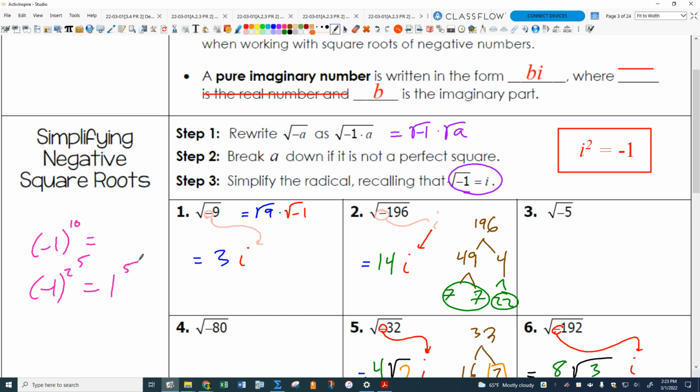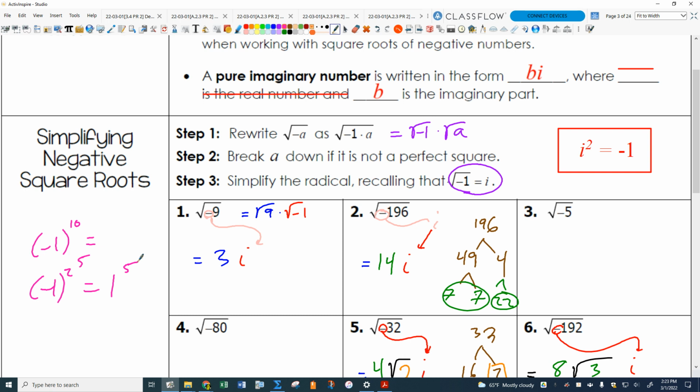So -1 to any even power is always going to end up being some power of 1, isn't it? Everybody agree? Because if you think about it, there's another way to think about that. If I have an even power of -1, it means I'm multiplying a string of -1s with an even number of -1s. They would always pair up in couples, wouldn't they? And each couple would multiply to a 1.